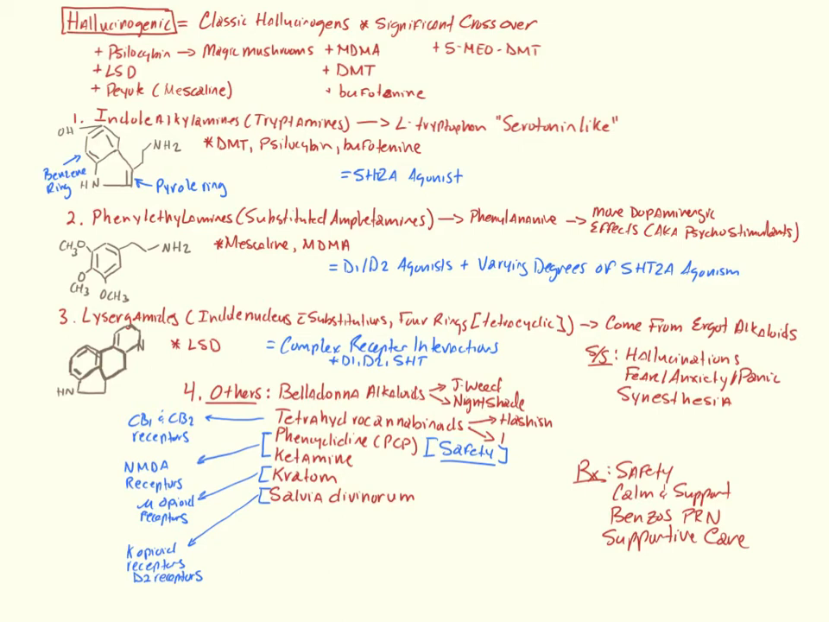And then your lysergamides are a four-ring structure, tetracyclic. You have a pyrrole ring, a benzene ring, and then these other two rings coming off of it. And these actually come from the ergot fungus. Well, I mean, mushroom is a fungus, but ergot fungus, guess what? It infects grains.